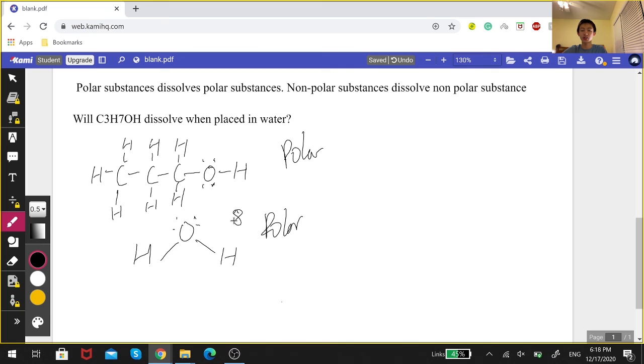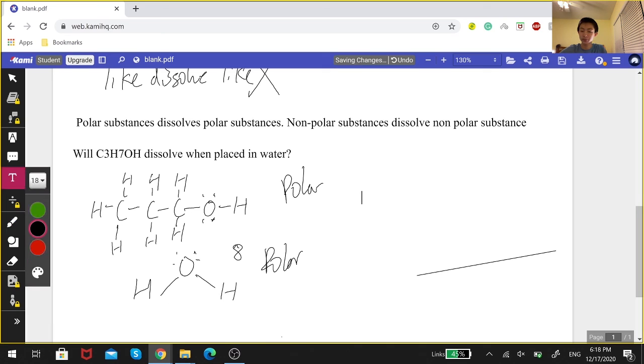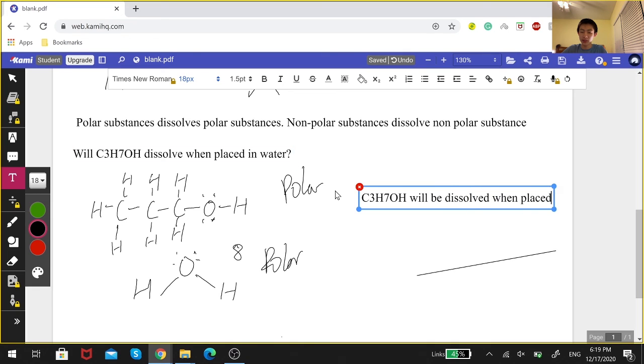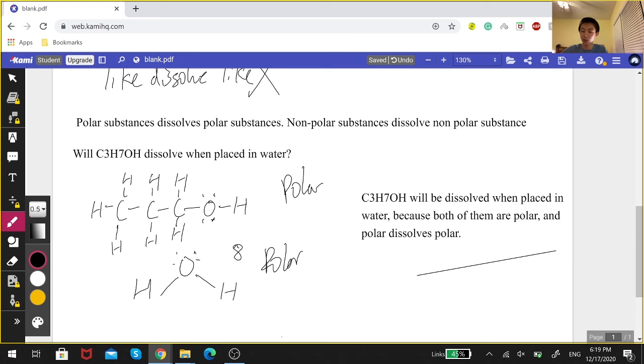Now the question asks, will this be dissolved in water? And it will. Why? Because our C3H7OH will be dissolved when placed in water, because both of them are polar, and polar dissolves polar. And that is your explanation to why this will be dissolved in water.